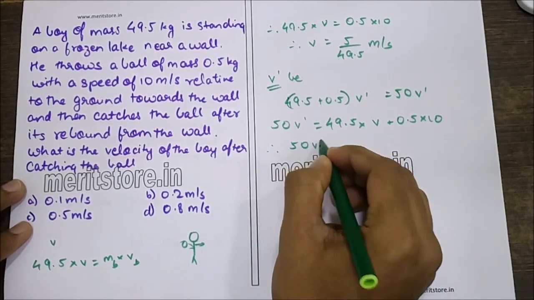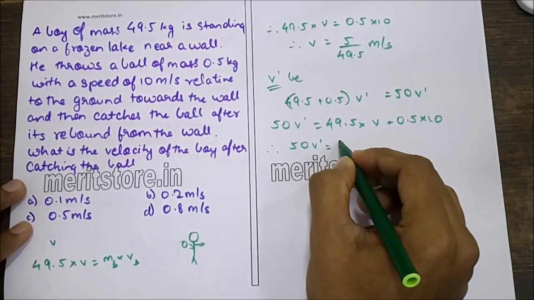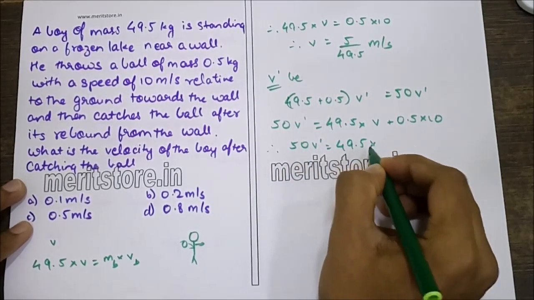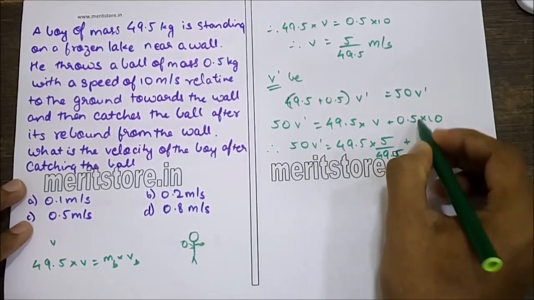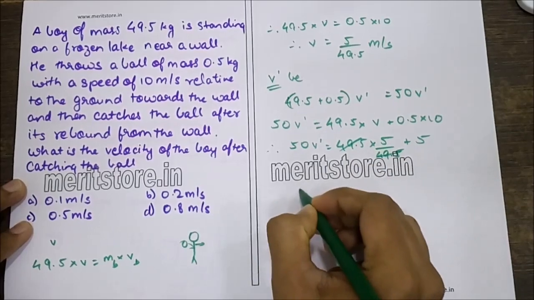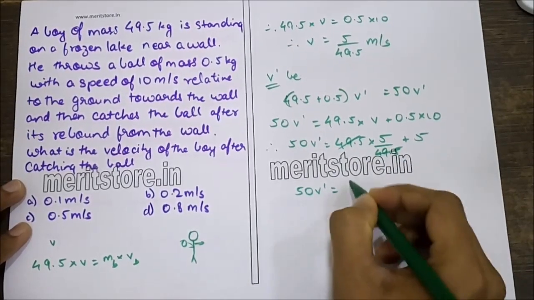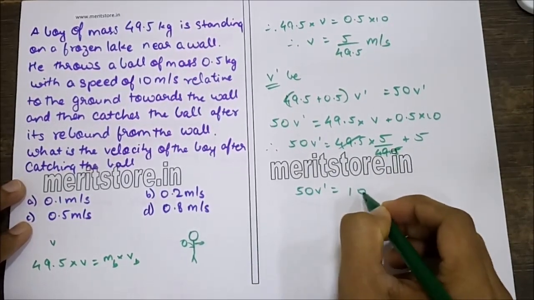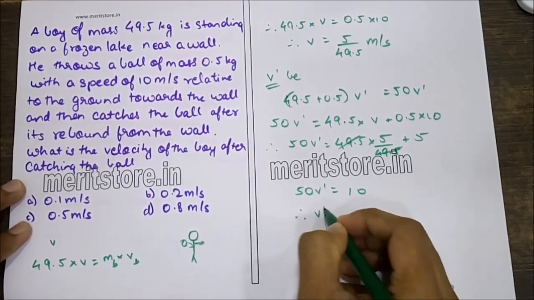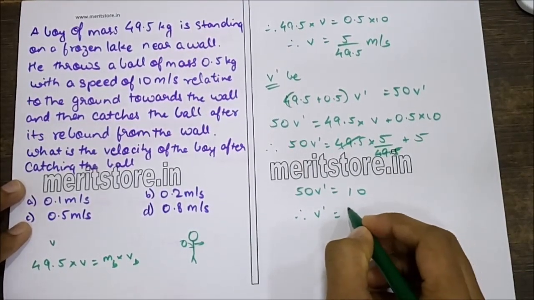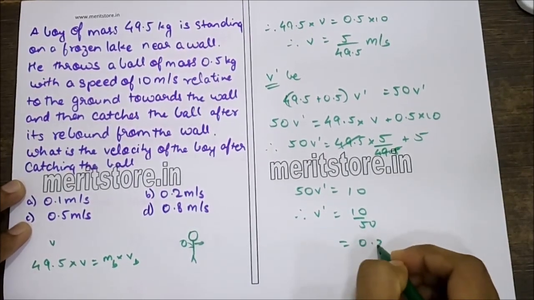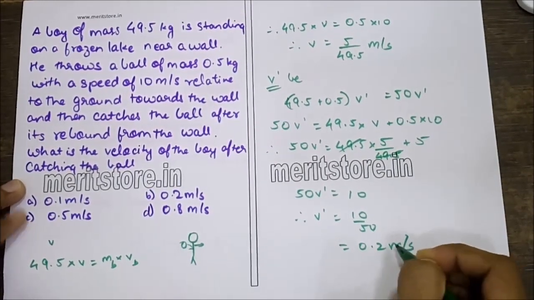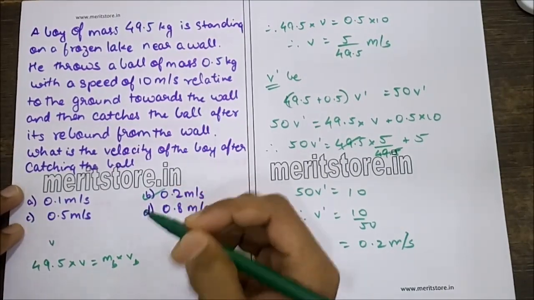Therefore, 50 v dash is equal to 49.5 into v, that is 5 by 49.5, plus 5. So 50 v dash is equal to 5 plus 5, that is 10. Therefore, v dash is equal to 10 by 50, which is nothing but 0.2 meters per second. Hence, option B is the correct answer.